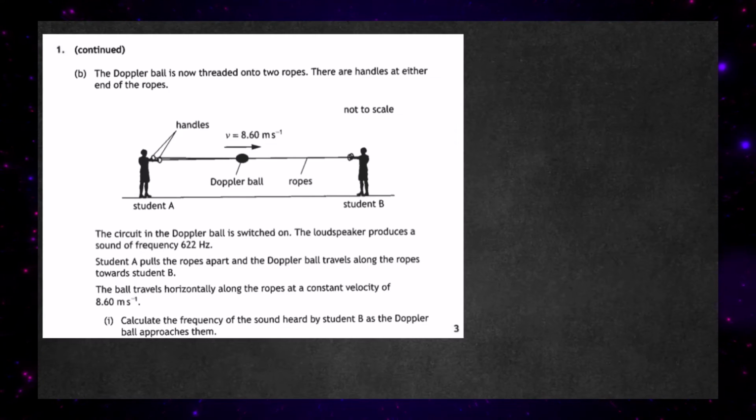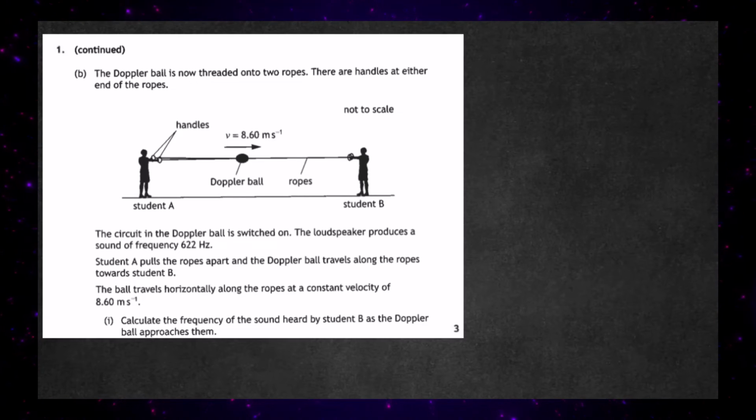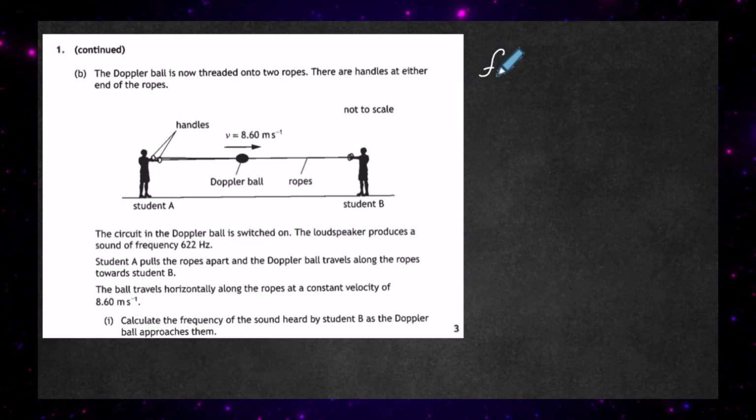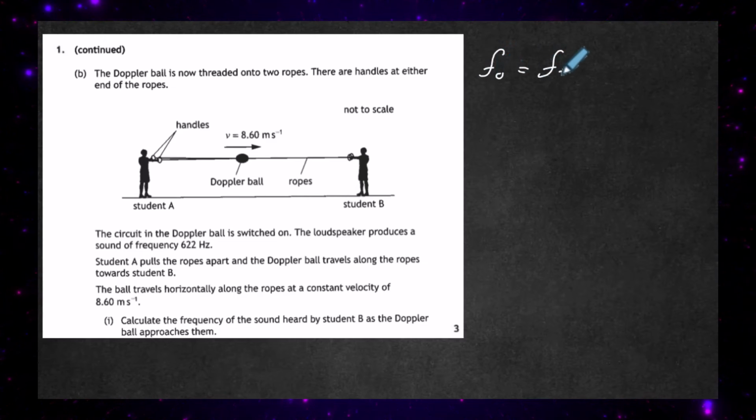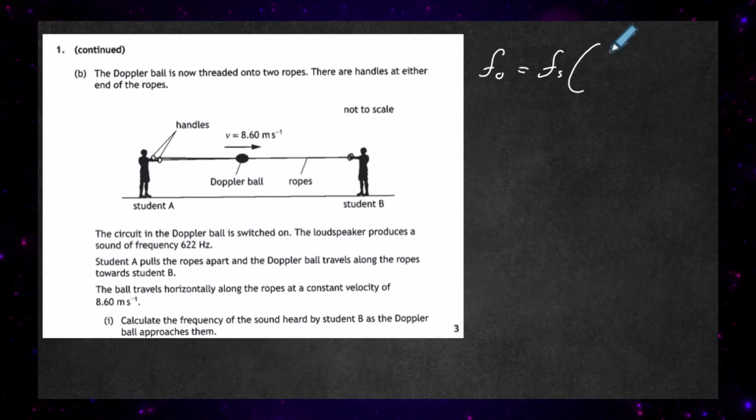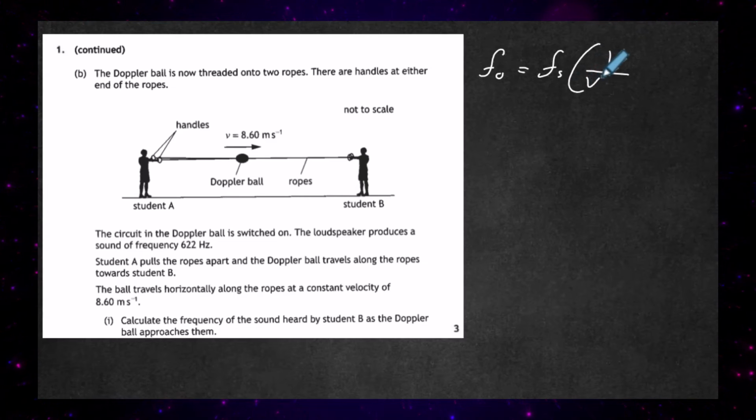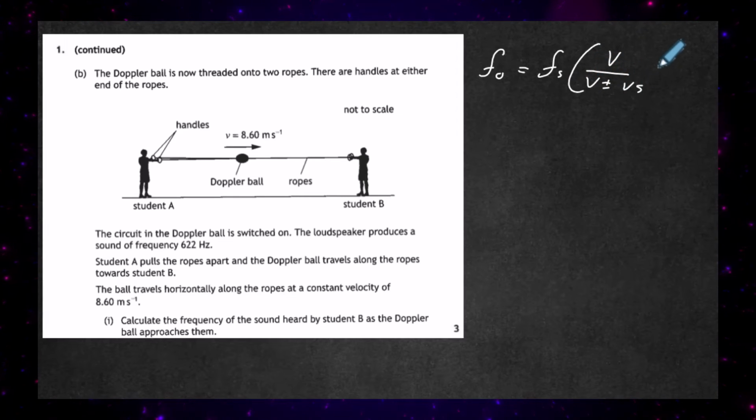And for 3 marks, we have to calculate the frequency of the sound heard by student B as the Doppler ball approaches him. This is a kind of mixed question, but we know from our relationship sheet we can work out the observed frequency, f0, is equal to the frequency of the sound, multiplied by the speed of sound divided by the speed of sound plus or minus the speed of the source.